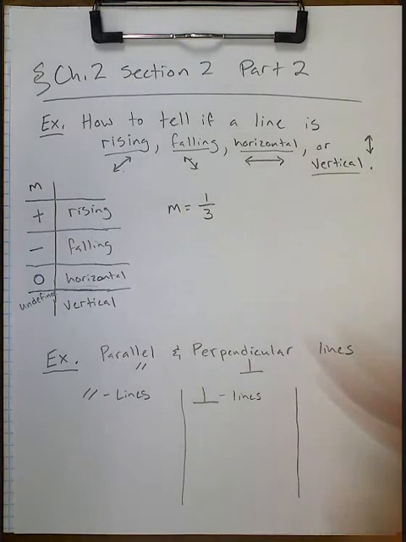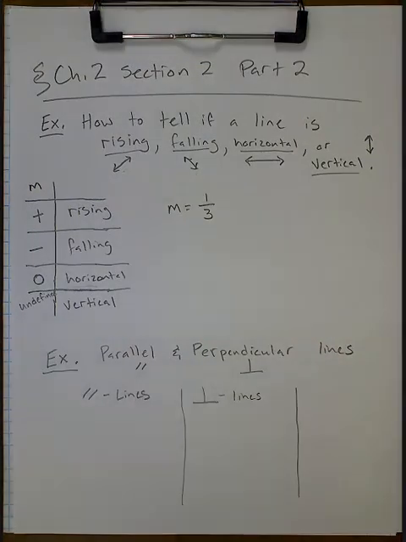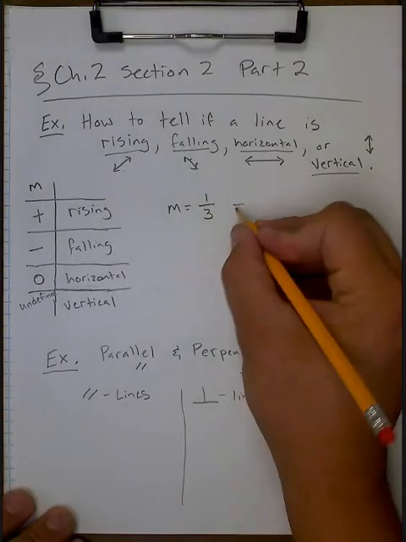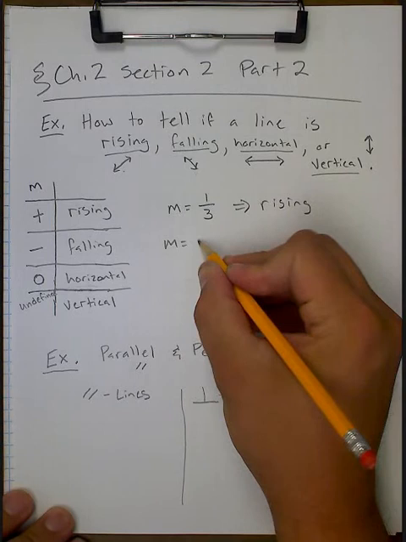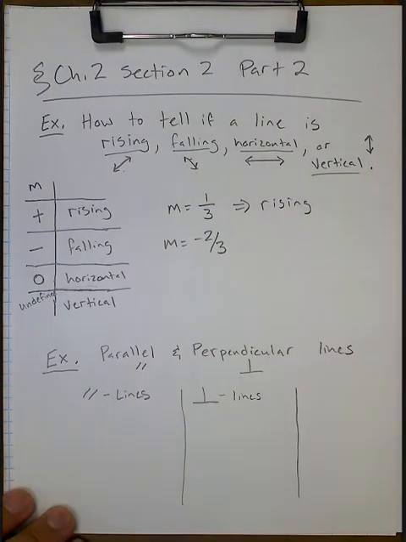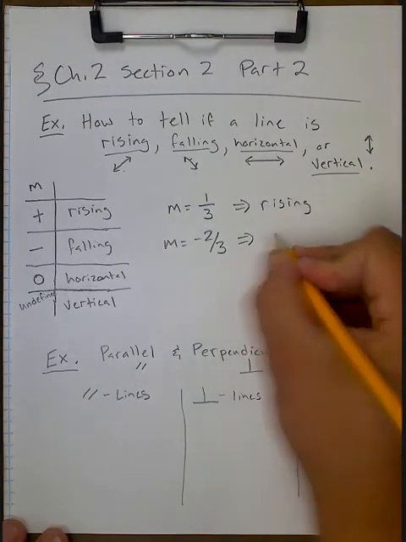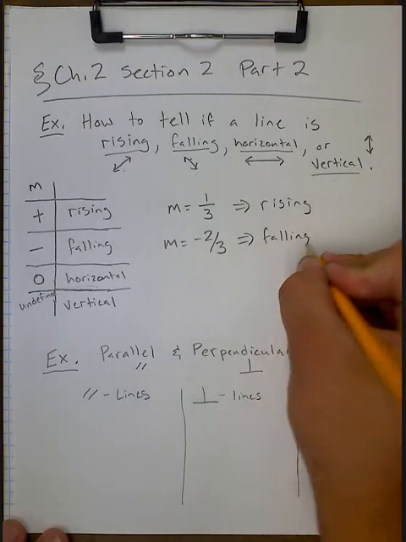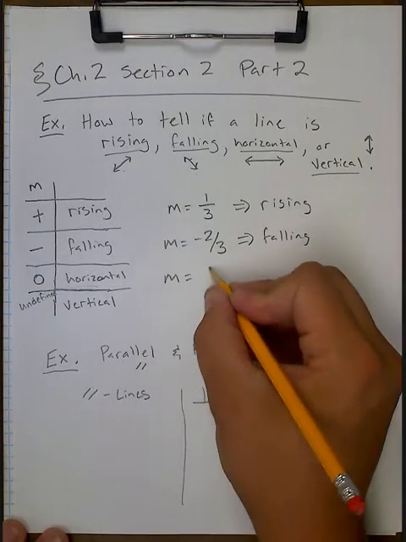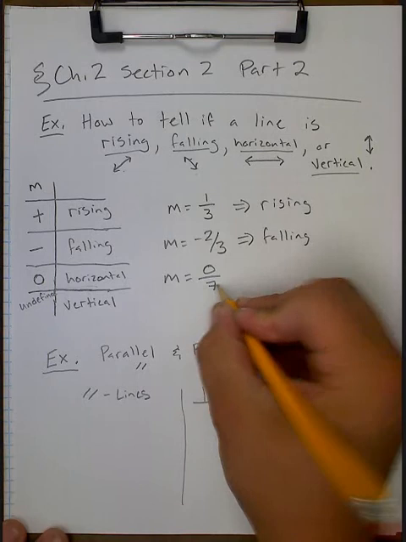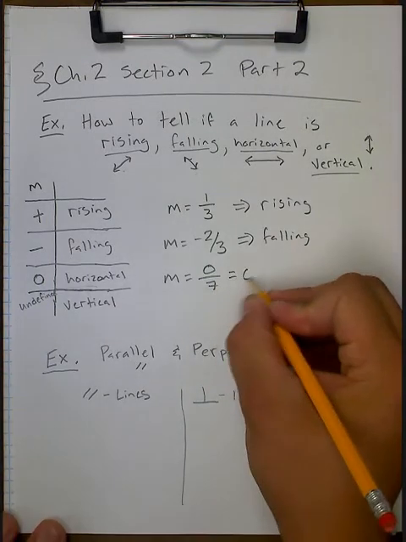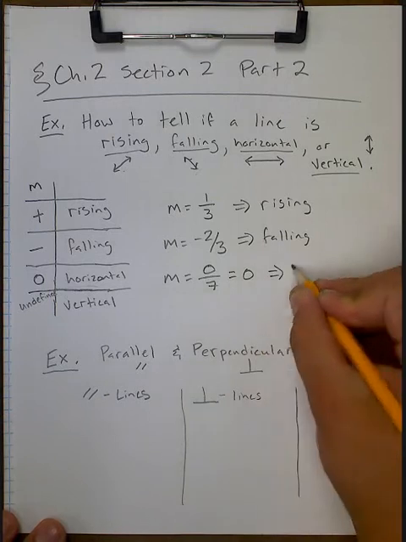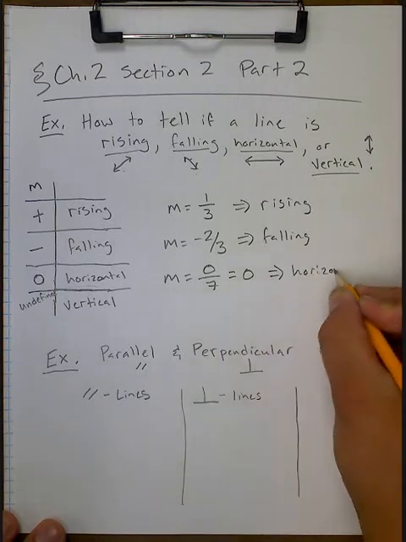All right, for example, let's just say we take a slope of 1/3. Okay, 1/3 is positive. Just by looking at the slope and not even graphing the line, I could tell that this is a line that's rising. Okay, m equals -2/3. This is a negative slope. This would be a line that is falling. Okay. m equals 0 divided by 7. 0 in the numerator, or 0 divided by any number is equal to 0. Therefore, this is a horizontal line.